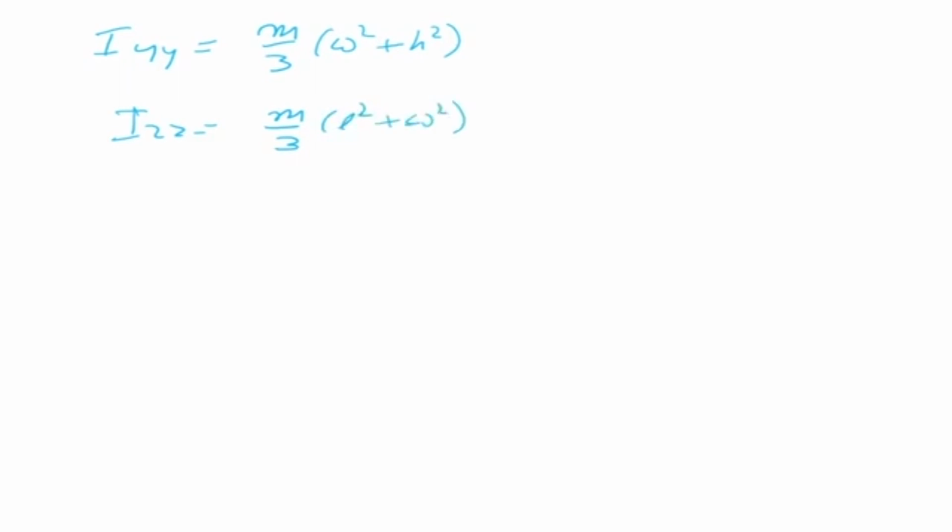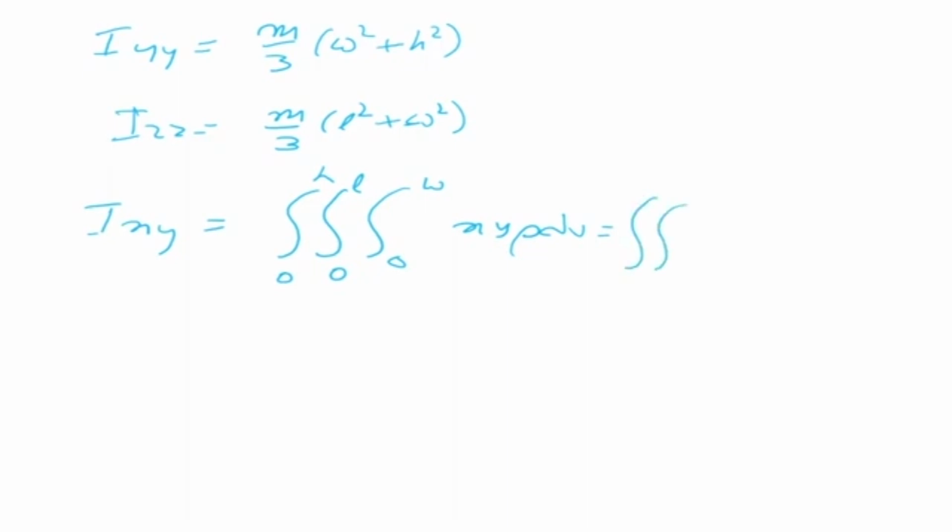Okay, now what about the products of inertia? Now let's look at the products of inertia. Ixy is the integral from 0 to h, 0 to L, and 0 to w of xy rho dV, which is equal to the triple integral from 0 to h, 0 to L, 0 to w of xy rho dx dy dz. Right? Now when I integrate this first with respect to x, what do we get?